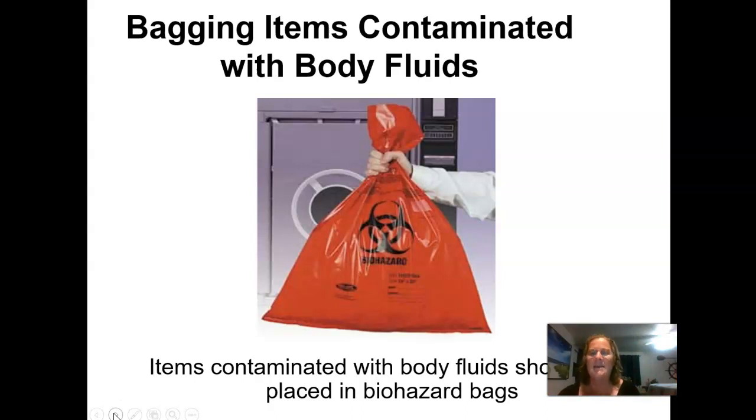So everything's double bagged. But typically, most linen and most garbage now from healthcare institutions are disposed of as if they are contaminated. So you're really going to need to follow your facility's policy on the double bagging. But we will show you how to double bag in the clinical setting.